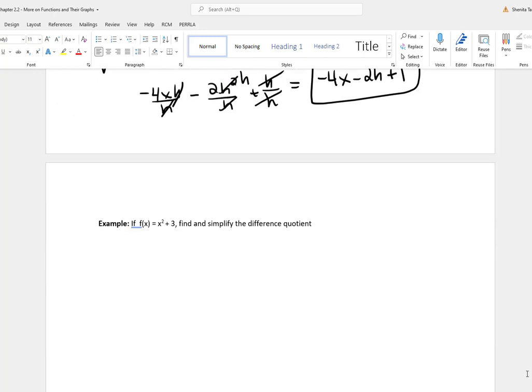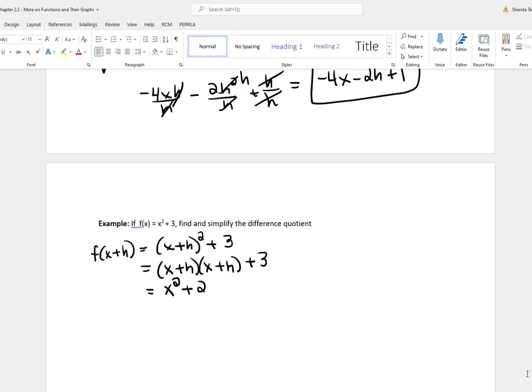All right, let's do one more. We have f of x is equal to x squared plus 3. This one is a little simpler. Let's go ahead and figure out f of x plus h. Whenever I see an x, I'm going to plug in x plus h. We're going to go ahead and FOIL this out. I'll write it out twice. We already FOILed this out previously, so I'm just going to write it out. We get x squared plus 2xh plus h squared plus 3.